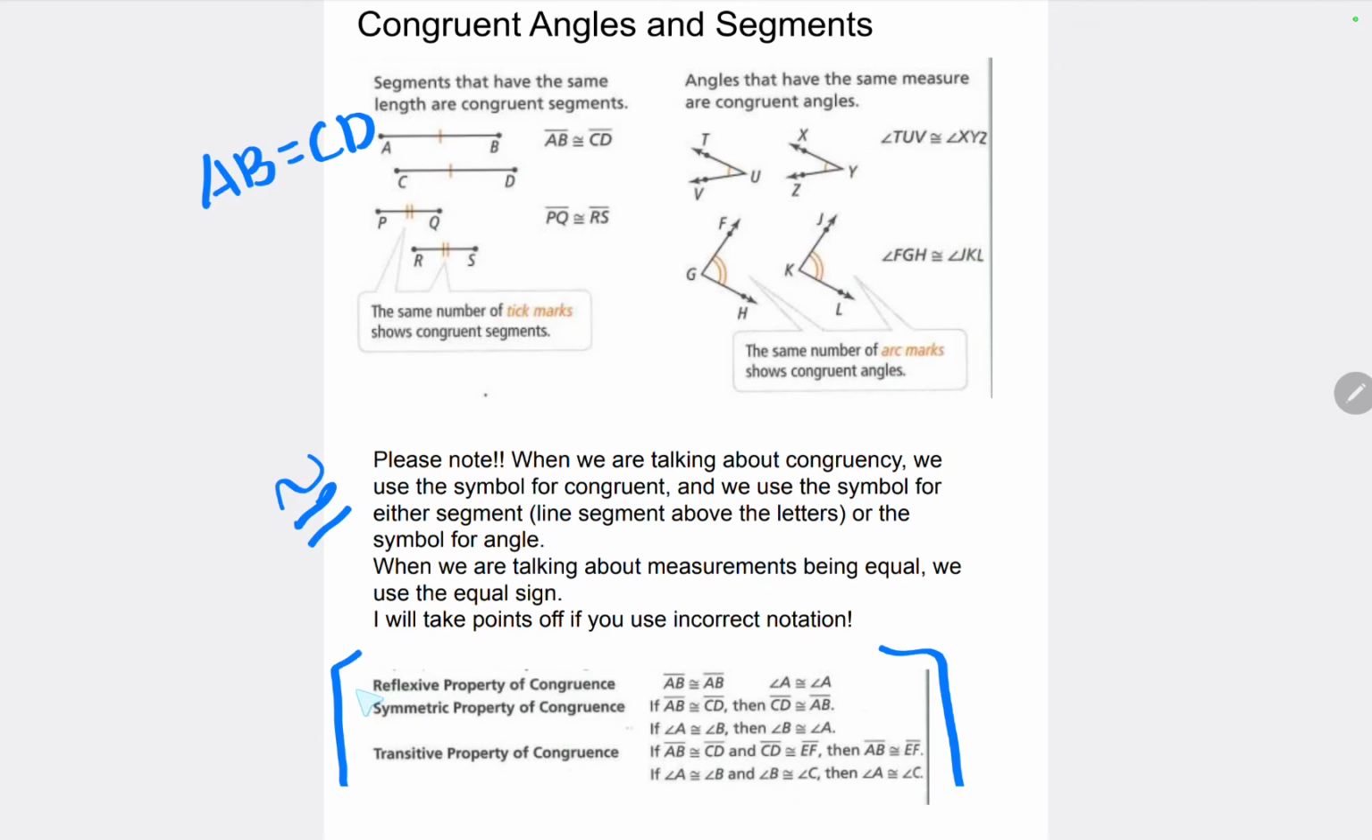It's also important to note the reflexive property of congruence, the symmetric property, and the transitive property. You may remember these properties of numbers. You will be able to use these in your proofs. They will be especially important when we do proofs about geometric figures. So those are our definitions for this section. I look forward to showing you some examples.